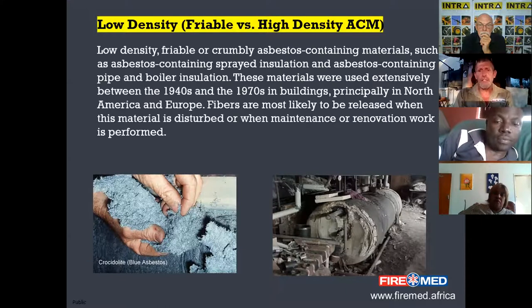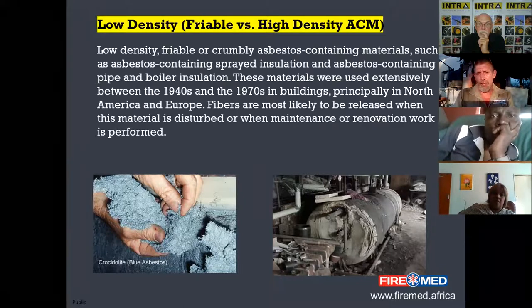Fibers are most likely to be released when this material is disturbed or when maintenance or renovation work takes place. So as soon as a boiler comes under any sort of scrutiny and it needs to be repaired or maintained, you've got to be very aware that although it looks like a block of cement, underneath that block of cement could very well be asbestos cladding. Most of it has been taken care of in industry today by virtue of the fact the boiler people, refractories engineers, are quite well aware of the hazards of asbestos because they used it to clad the boilers with.